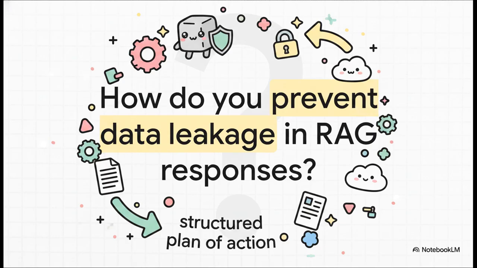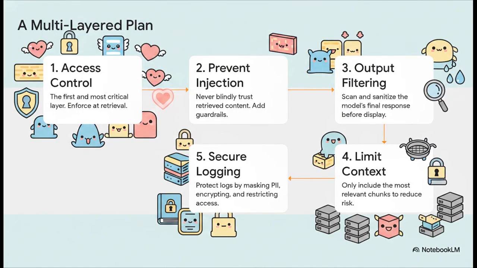So when they ask you how you'd actually go about preventing these issues, you need to be ready to lay out a clear, structured plan of action. And here is that plan. It's a 5-layered defense. First, and this is the big one, you enforce strong access control, hard. Second, you build defenses against prompt injection, so you're not just blindly trusting your retrieved content.